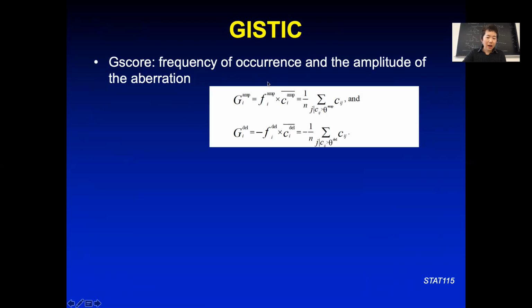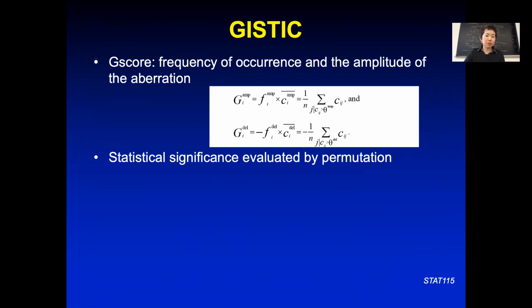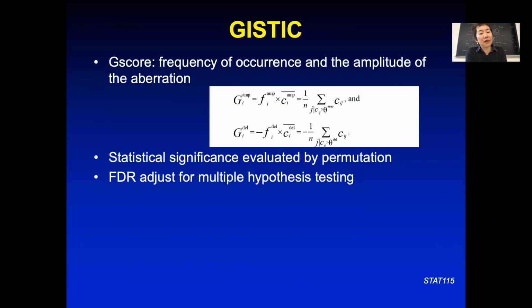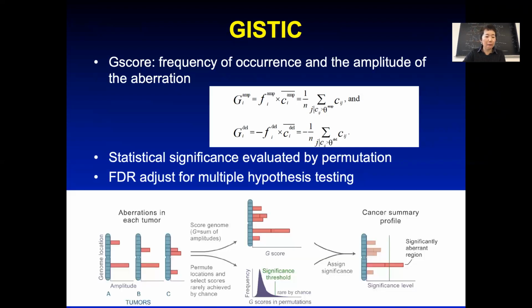For example, if this particular mutation appears in 10% of patients, then the frequency would be 10%. But for the average amplification, normally we have 2 copies, but when you amplify, it could be 3 or 4 or 5 or 6. If we calculate the frequency and the average amplification, you can ask whether this is really significant. They can look at whether some of these amplifications are significant by random permutation. And because they check every gene in the genome, you do need to worry about multiple hypothesis testing.